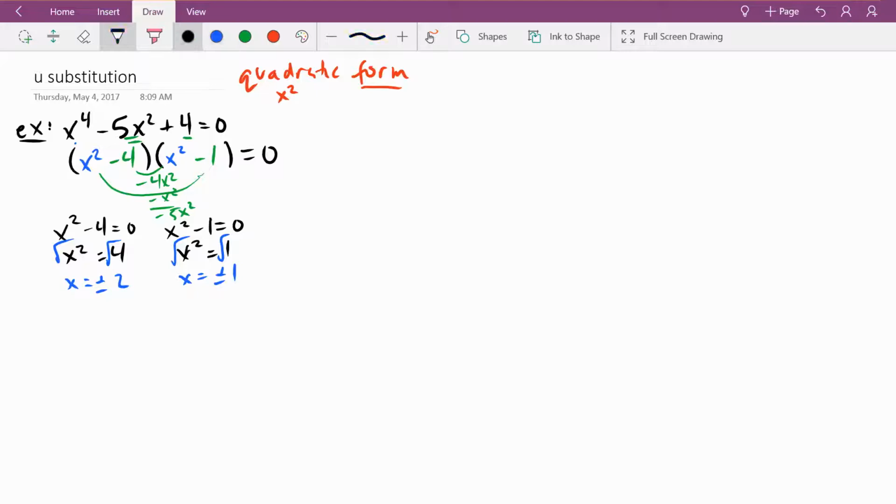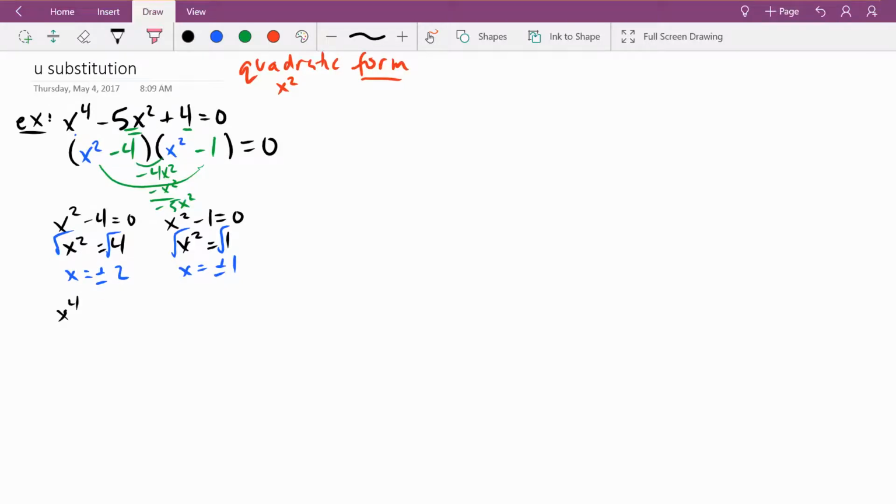Alright, well, we're not used to factoring a quartic, which has a fourth power. However, you can factor it much the same. Let's look at using U substitution, though, as this will be beneficial as the problems get more complex.